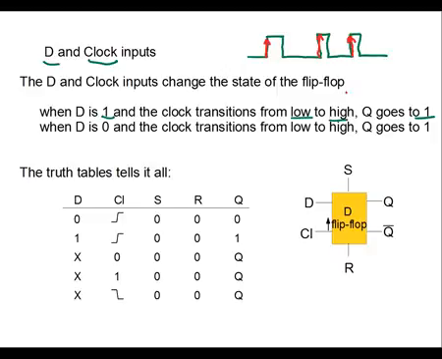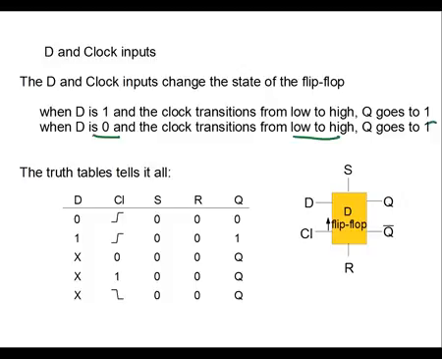So D only affects the output Q, or the state of the flip-flop, during these transitions. Now, once you set the state of the flip-flop, it will stay until something causes it to change. So we have that. So what happens if D is 0 when the clock transitions from low to high? Whoops, Q goes to 0. So I need to change that. Okay, so we go to 0. So D tells us what the state of the flip-flop should be after this low to high transition.